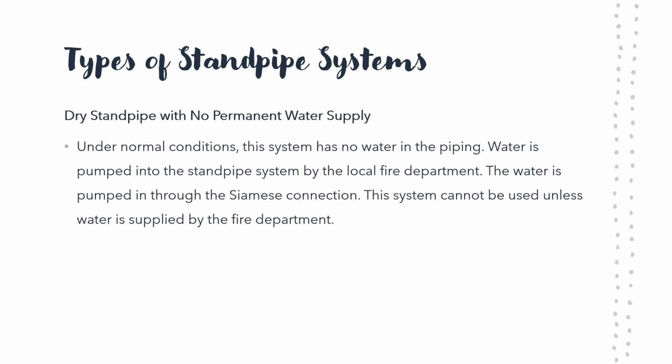And lastly, the dry standpipe with no permanent water supply is a system that has no water in the piping. Water is pumped into the standpipe system by a local fire department. The water is pumped in through a Siamese connection. This system cannot be used unless water is supplied by a department.